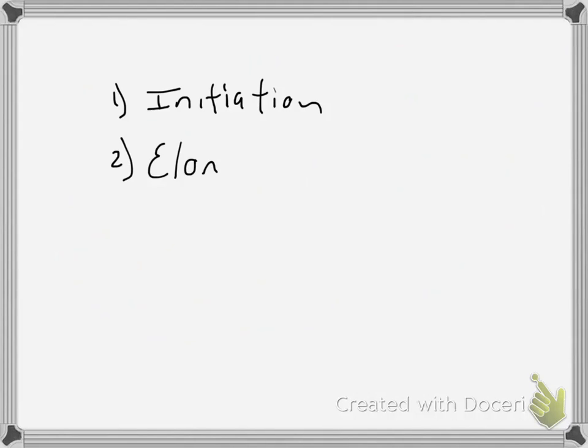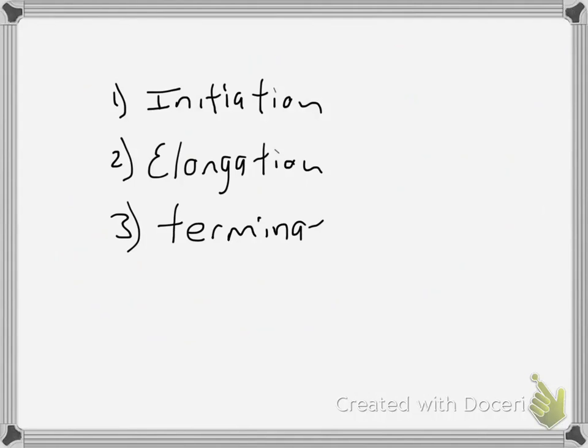Now, what we want to do is look at how we would initiate or run translation. So translation has 3 steps. First is initiation. Second is elongation, and third is termination, just like RNA synthesis, just like transcription, so this is for translation. So we're going to start with initiation.